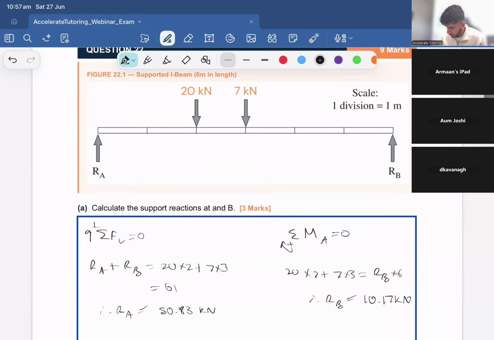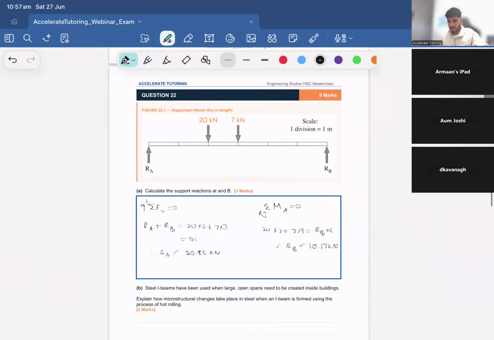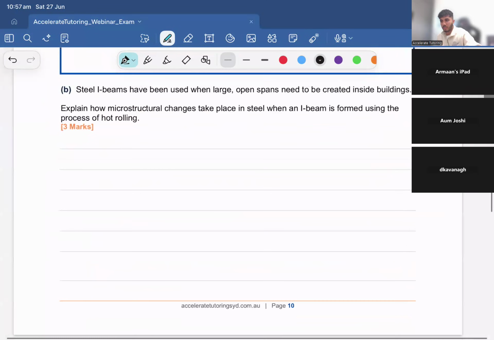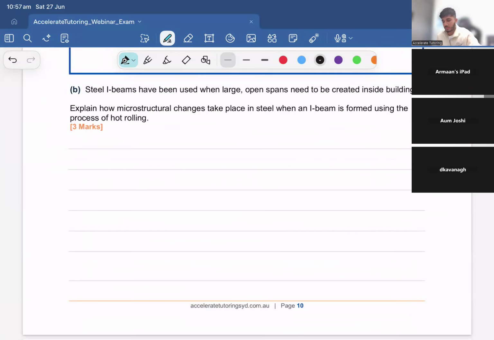Wonderful. Now, next step is steel I-beams have been used when large open spans needed to be created. So this is a theory question. Explain how microstructural changes take place in steel when an I-beam is formed using the process of hot rolling. So how might we answer this? It's a 3 marker.